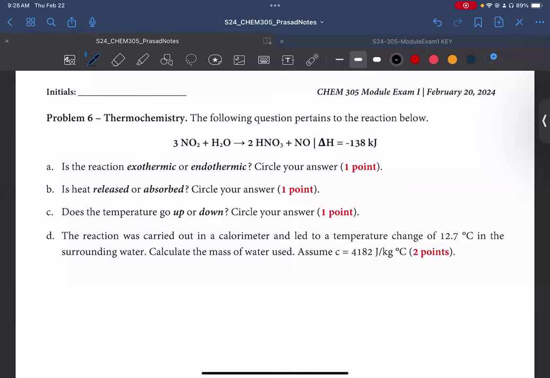Let's go through it. The following question pertains to the reaction below. Is the reaction exothermic or endothermic? We can tell whether or not the energy value is negative or positive. The negative tells us that this is exothermic. If it is exothermic, then heat is released. If heat is released, temperature goes up.